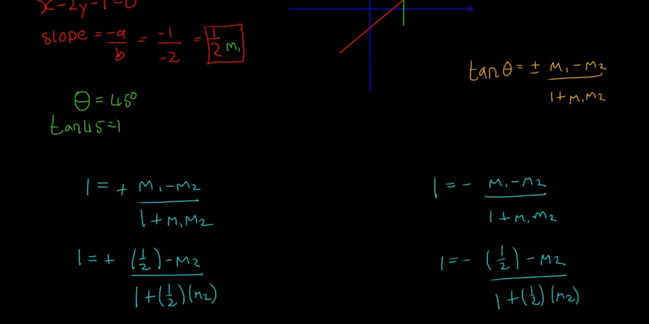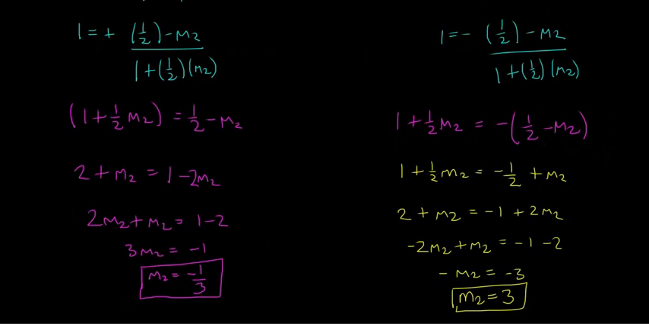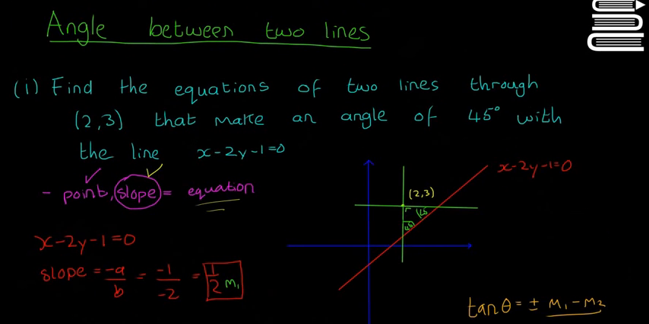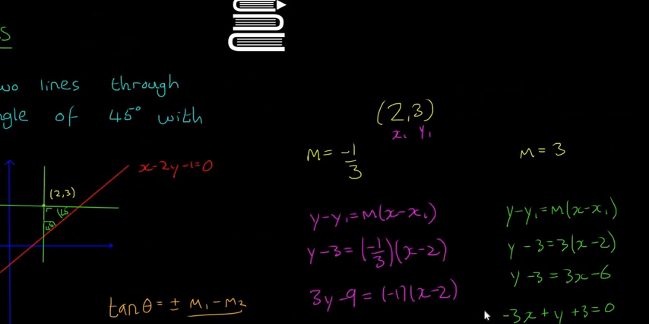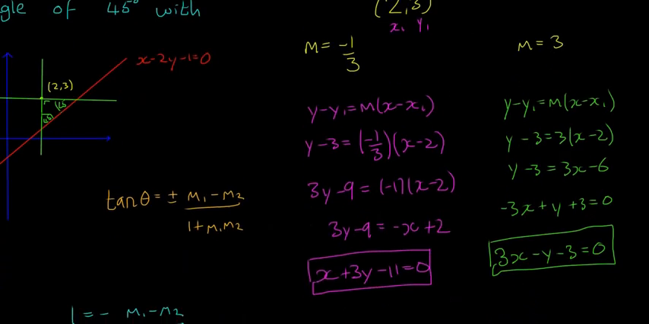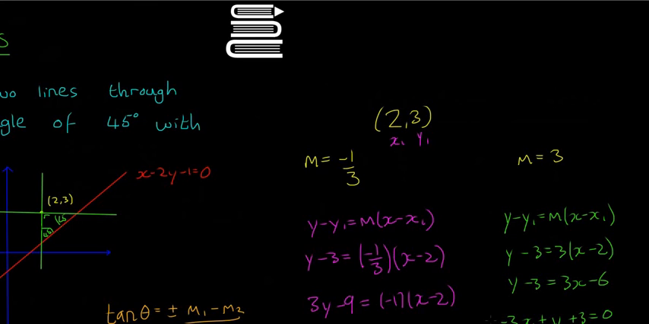For your m1, you put in the slope of the line you do have. For your m2, that's what you're trying to find. So you work through that until you find your two m2s. Then once you have that, you can sub that back in over here with your point, and you can find the equation of the two lines. So hopefully I was clear there.